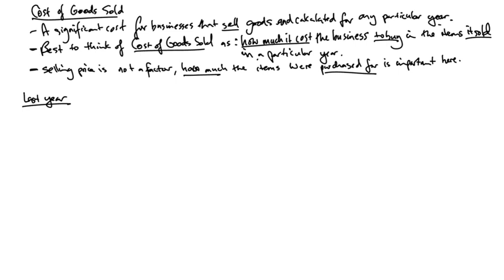So the cost of goods sold is a significant cost for businesses that sell goods, and it's calculated for any particular year. It's best to think of the cost of goods sold as how much it actually cost the business to buy the stuff it sold. So how much it cost the business to buy the items it sold in a particular year. Right now, for this idea, we're not worried about the selling price that the business is selling the things for. We're only worried about how much the items were bought for by the business.